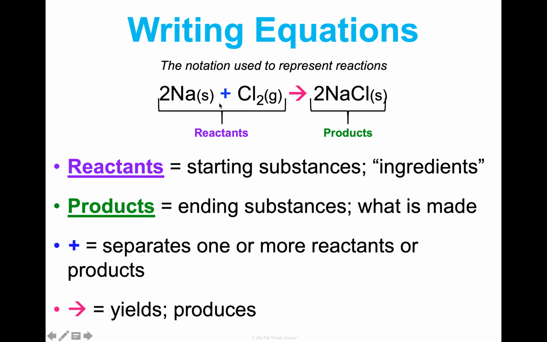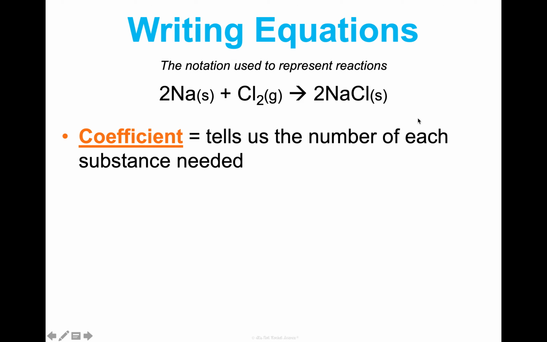It's going to show these things are going to mix together and make this thing, or they're going to react together and make this. So that's what that arrow represents. You're going to read that in your head as yields. Now, the coefficient, that's what those big numbers are. They tell us the number of each substance needed. So I have them highlighted here. We need 2 sodiums, and they're going to make 2 sodium chlorides.